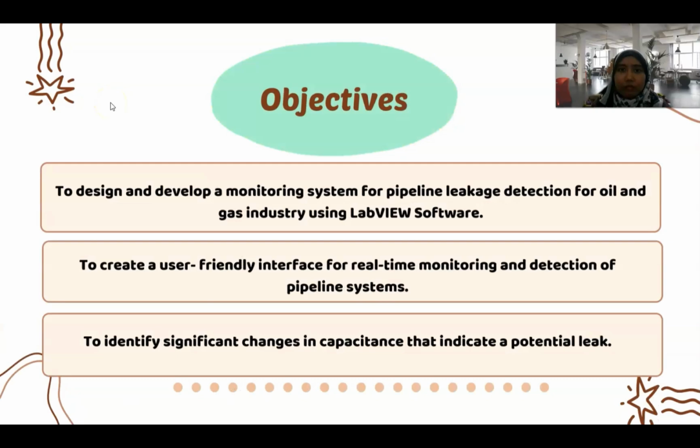The objectives are: the first one, to design and develop a monitoring system for pipeline leakage detection for the oil and gas industry using LabVIEW software. The second one, to create a user-friendly interface for real-time monitoring and detection of the pipeline system. The last one, to identify significant changes in capacitance that indicate a potential leak.